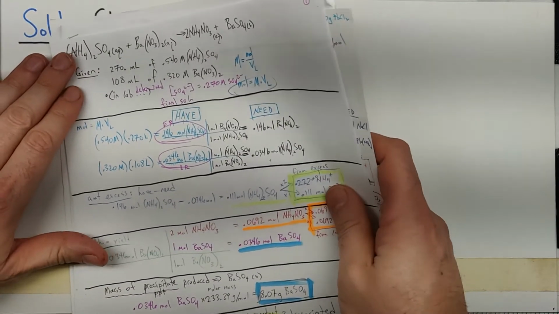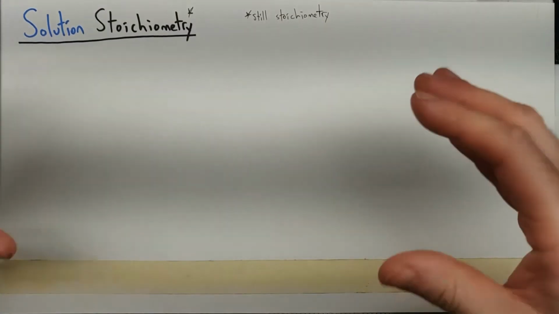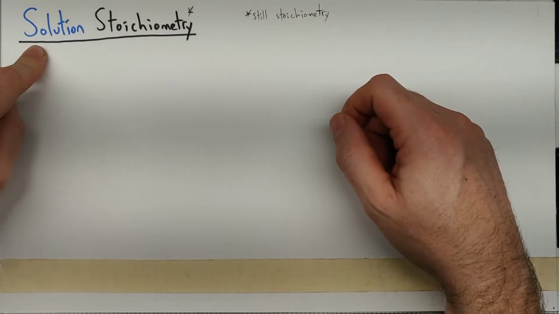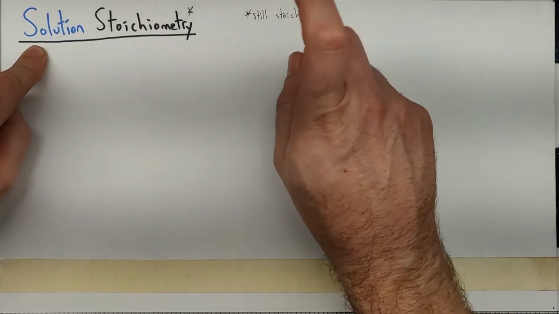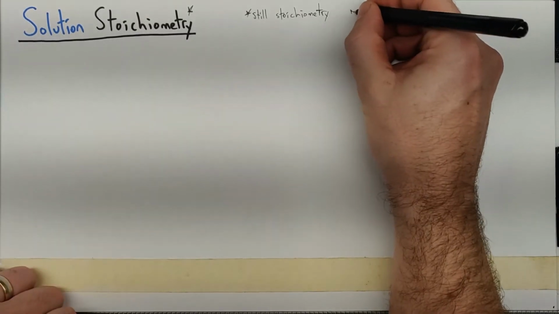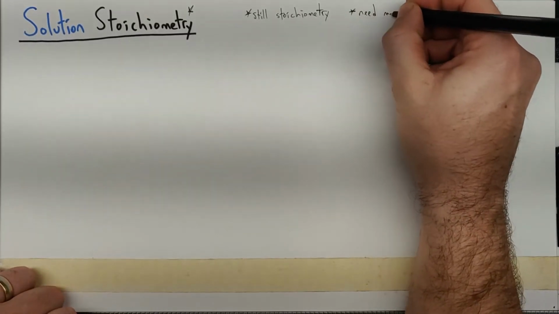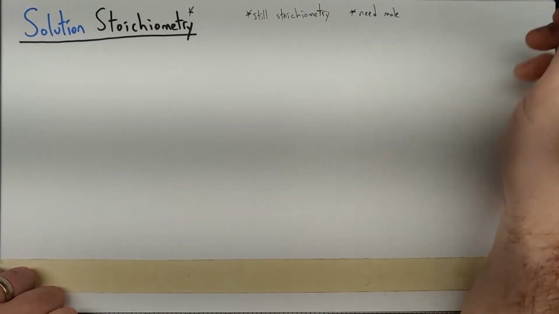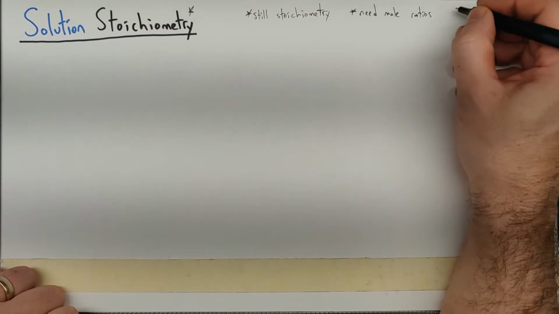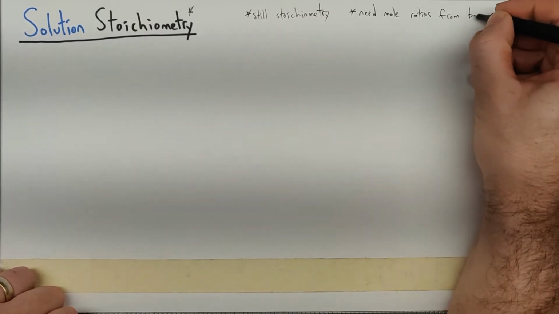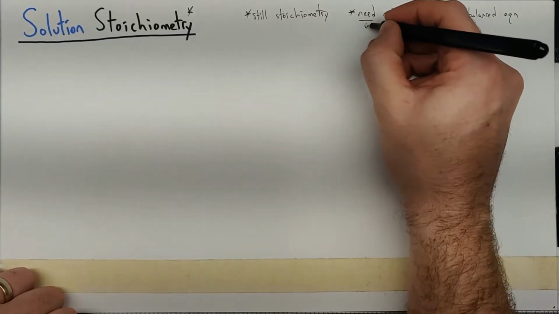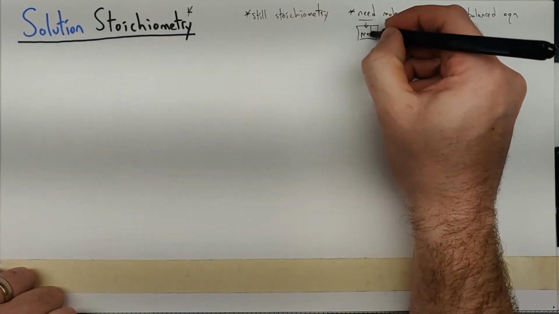So I know there are many other ways to set up stoichiometry problems. I've done it this way, and now it's about to pay off because our solution stoichiometry gets a little more complicated. The good news is it's still stoichiometry. And what that means is we still need mole ratios from the balanced chemical equation, which means we need moles at some point in time.